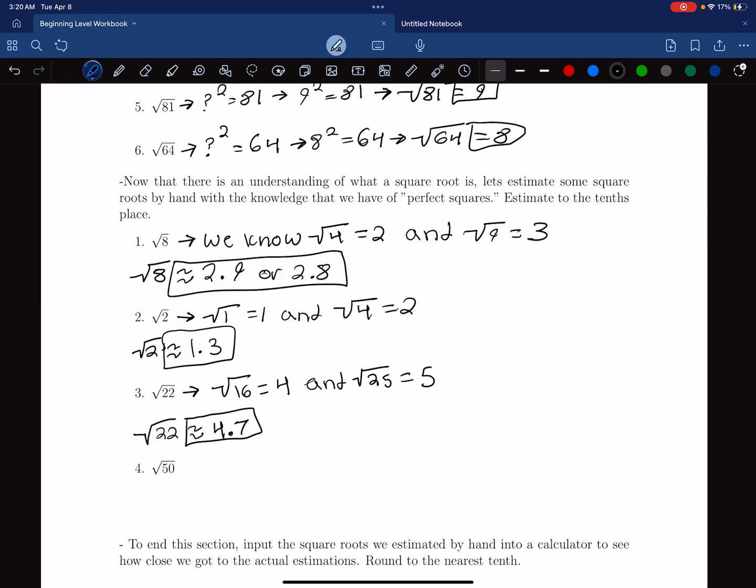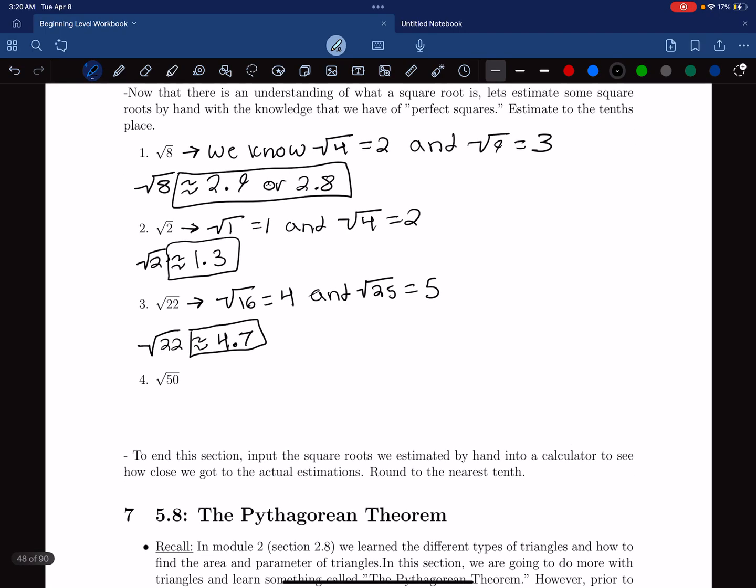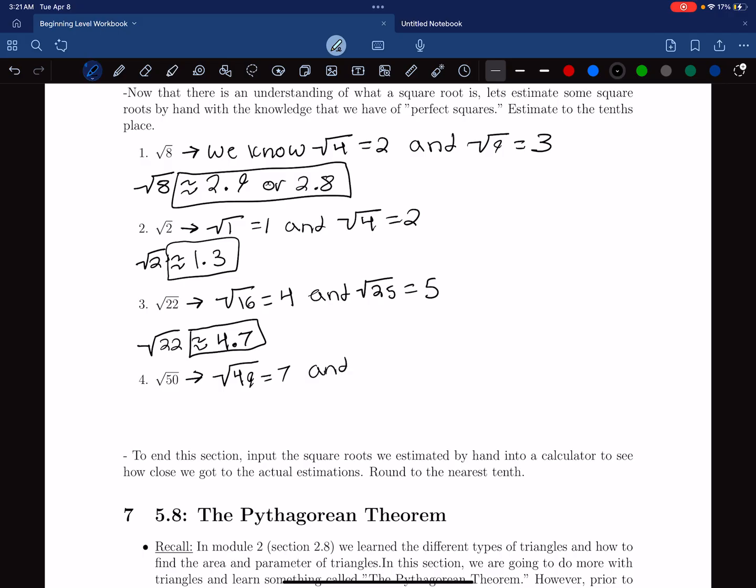And now let's look at our last example, example 4. We have the square root of 50. So with this, we know that 7 squared equals 49, so the square root of 49 is 7. And we also know that 8 squared is 64, so the square root of 64 is 8.